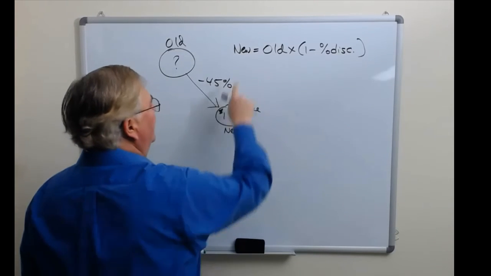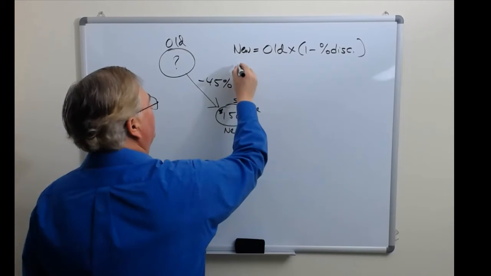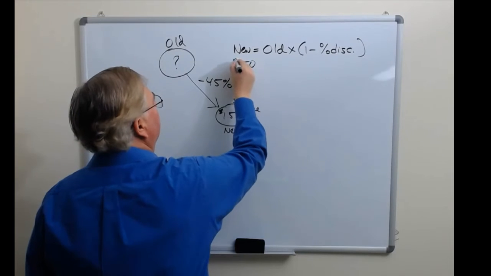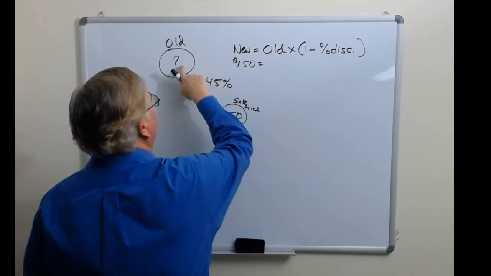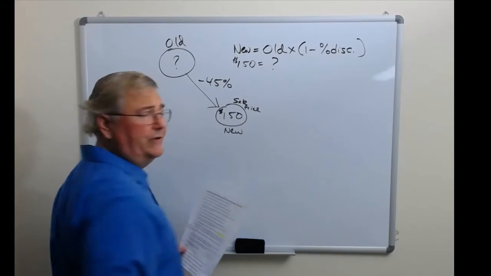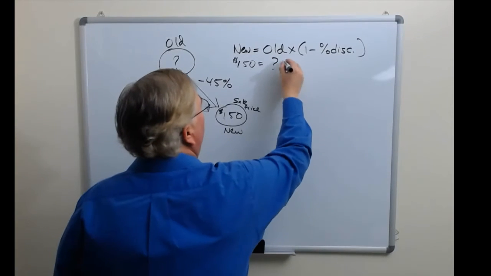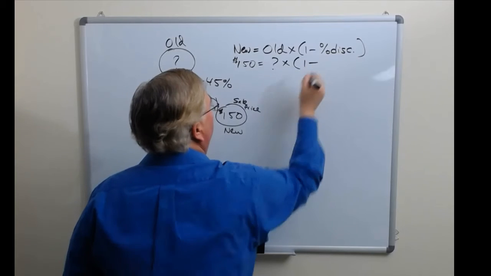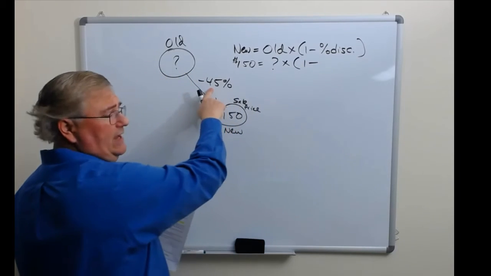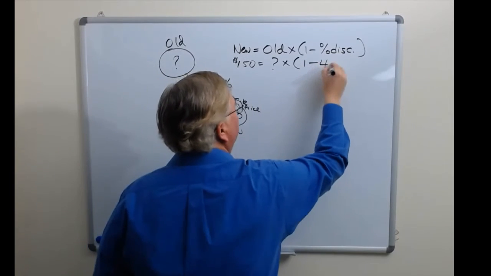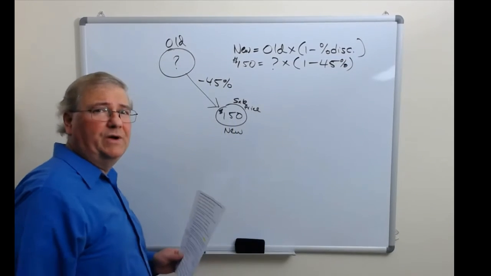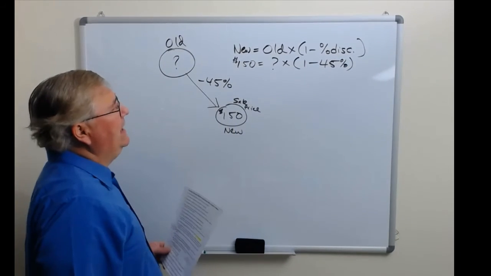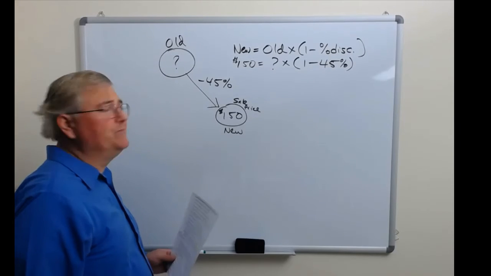Okay, let's plug in the numbers. Do we know what the new price is? Yes, it's $150. Do we know what the old price is? No, we're looking for that. We're going to solve for that. Multiply that by 1 minus the percentage discount, which is 45%. Close paren. And now all we have to do is crunch the numbers.